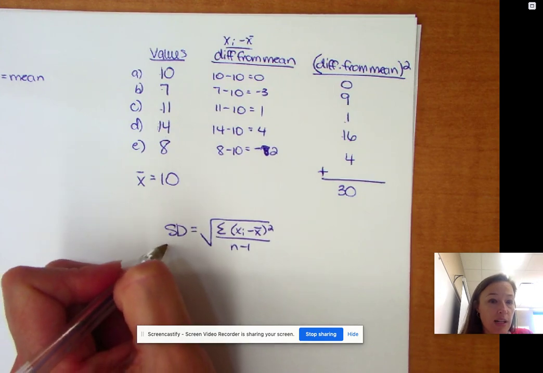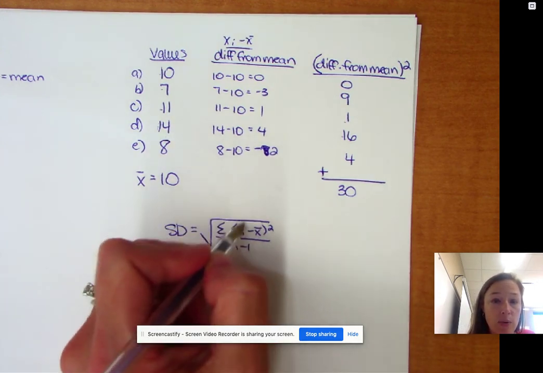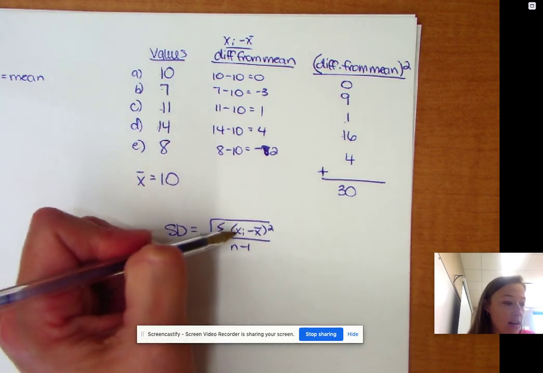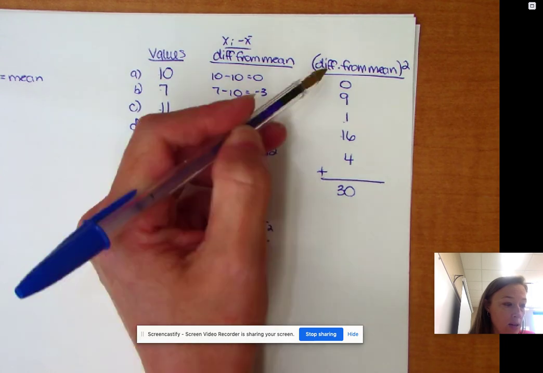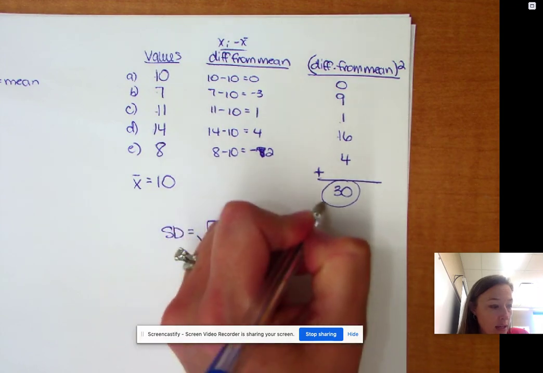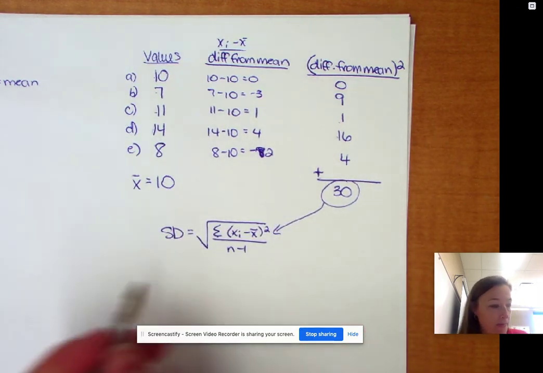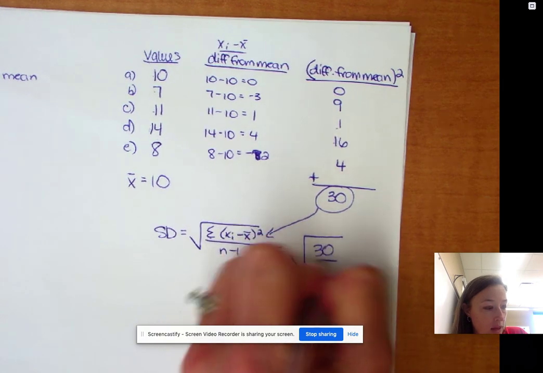This is the formula for standard deviation. You do not need to memorize this. It's on the formula sheet, but you do need to know what everything stands for. So what we've got here is the individual value minus the mean, squared. That's what we did over here, and we summed that up here. So this value that we calculated here is what goes on top. Okay? So when we're calculating standard deviation, we'll put that 30 on top.